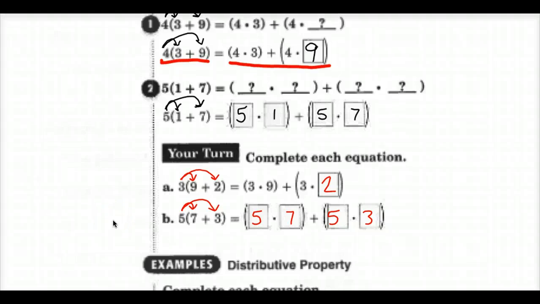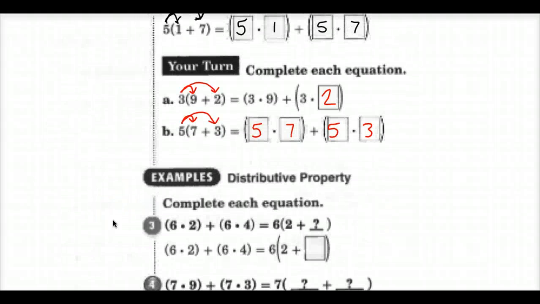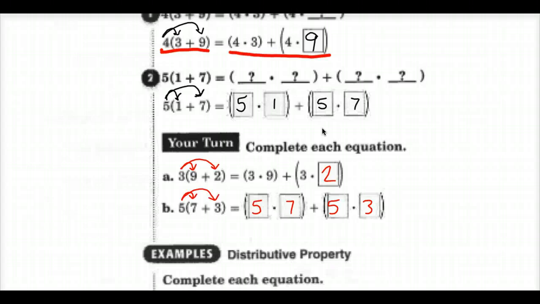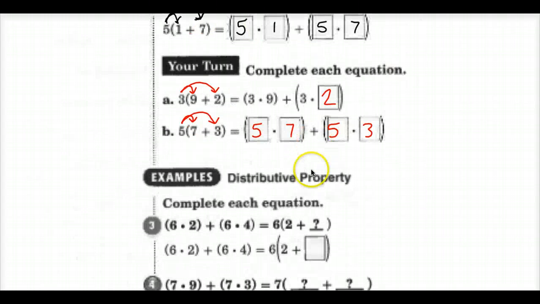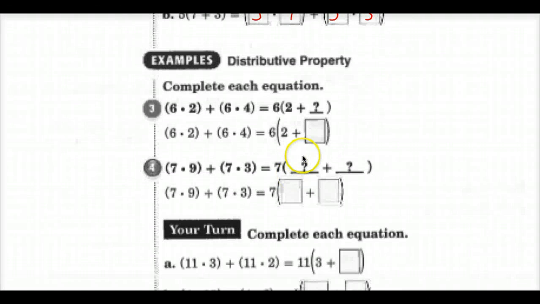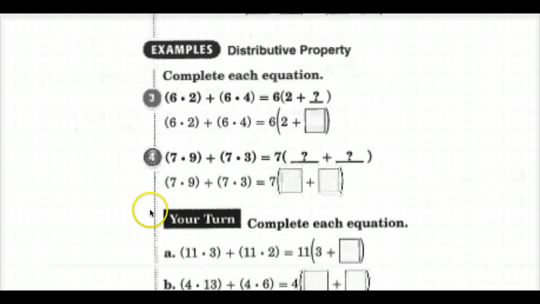Okay, so as you can see, I put the answers up for the your turn. If you did not get 5, 7, 5, 3, please go back and watch examples 1 and 2 to make sure you know what's going on. Alright, so let's go down to these ones.